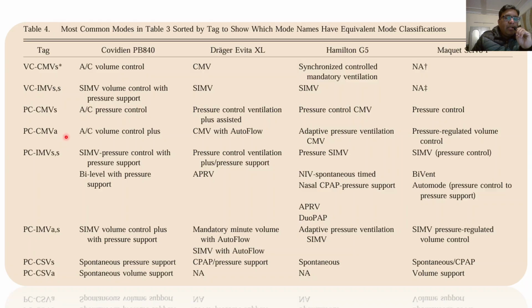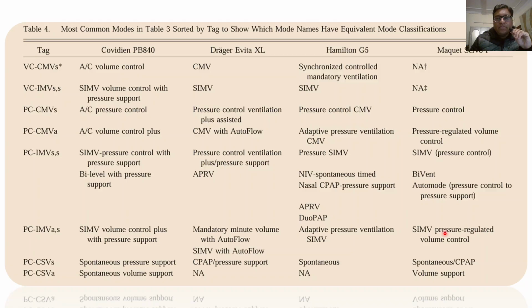PCCMVA is where the adaptive targeting comes in, where the ventilator manages the pressure to reach the tidal volume goal. So VC plus assist control in PB840, CMV with autoflow applied, which is important, on Drager: adaptive targeting, adaptive pressure ventilation, pressure regulated volume control. These are all acting similarly. If you add SIMV to this, then it becomes SIMV volume control plus, VC plus with pressure support, mandatory minute volume with autoflow. This is similar to SIMV pressure regulated volume control.